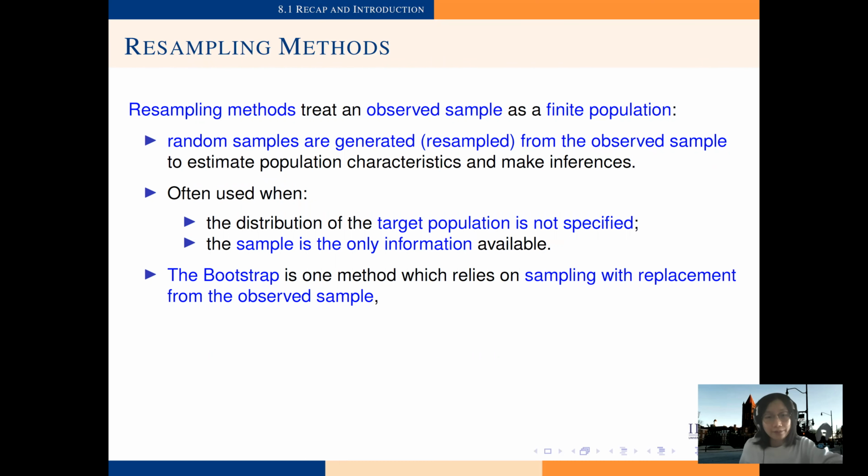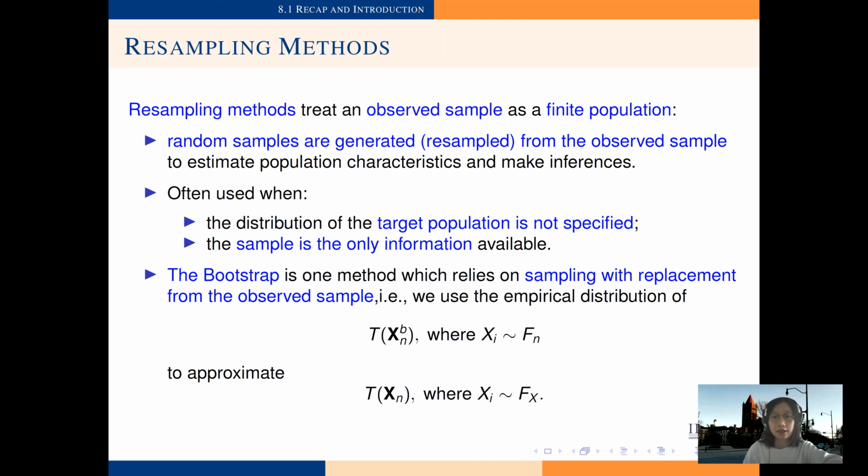We introduced the bootstrap last week, which is one method that relies on sampling with replacement from the observed sample. Essentially, the bootstrap tries to use the empirical distribution of the estimator with a statistic applied to the bootstrap samples, which are samples with replacement from the original sample we have, where our x's follow the empirical distribution of our samples. We use this to approximate the true sampling distribution of the statistic applied to a sample of size n, where the x's are drawn from the original distribution f.